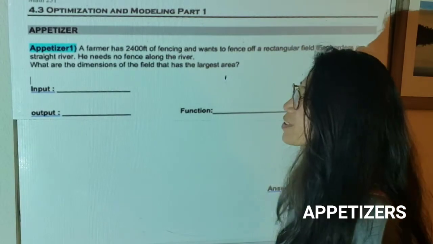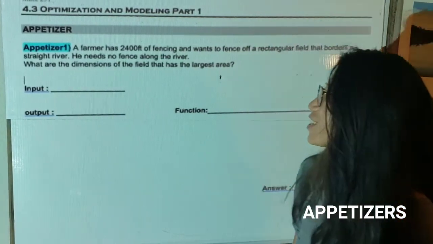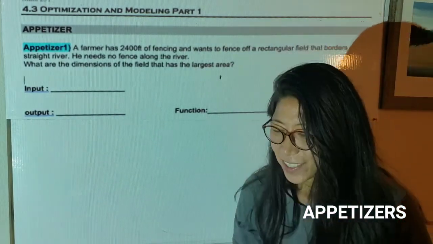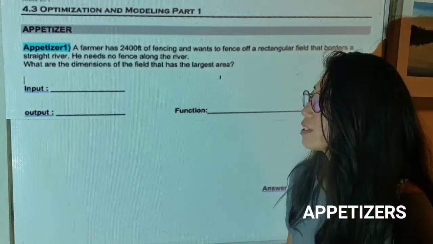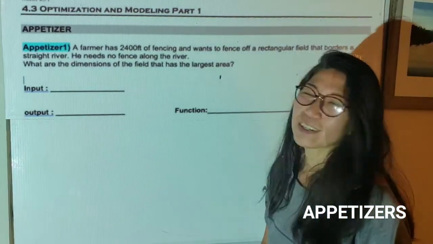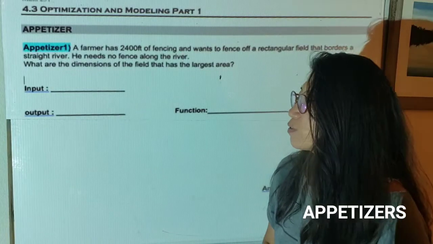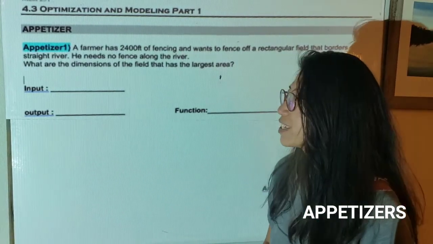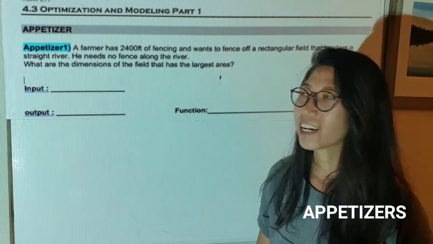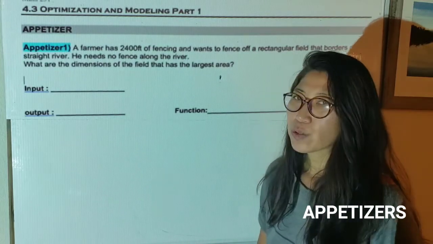Hi class, we are going to study today about optimization and modeling, part 1. This is after all the derivatives that you have studied. It comes with the word problems, and we will see real problems here of how we are going to apply calculus. And I break it into two parts.